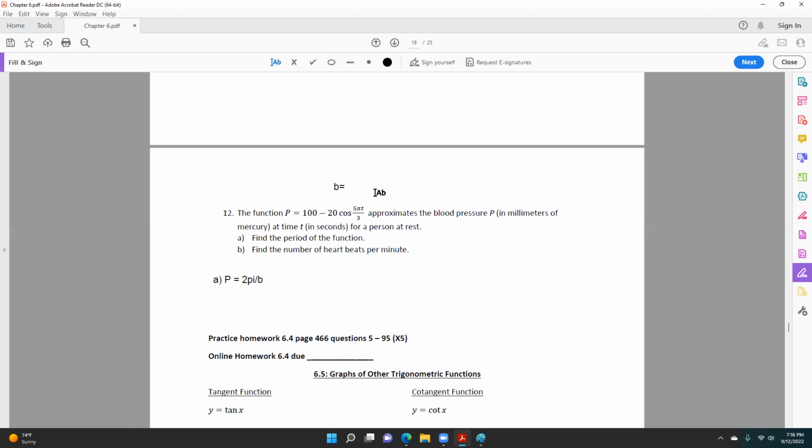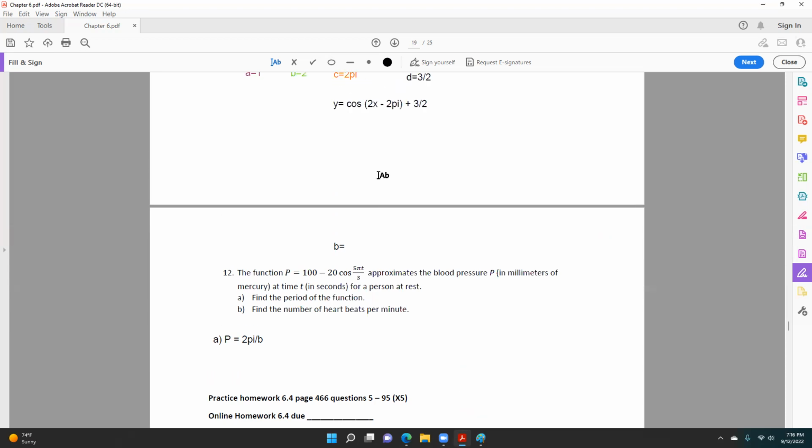What's your b here? No, last time b is always next to the variable x, right? Here we don't have a variable x, we have a variable t. So 5 pi? Close. 5 pi over 3? Yes. So your b in this case will be 5 pi over 3.